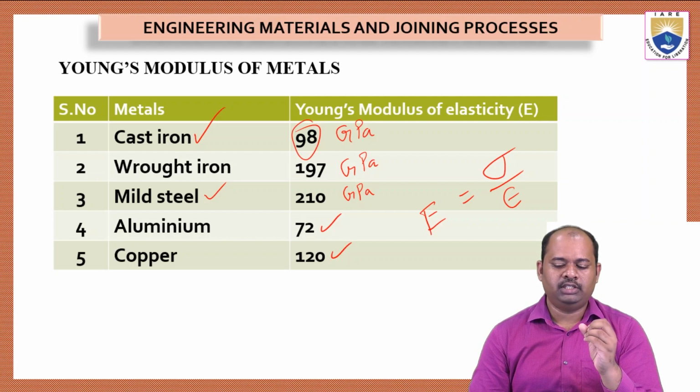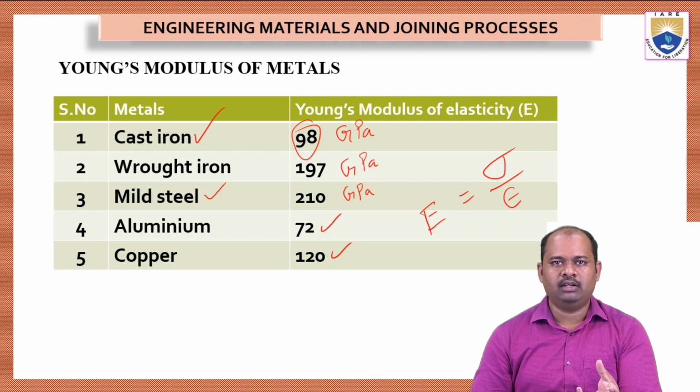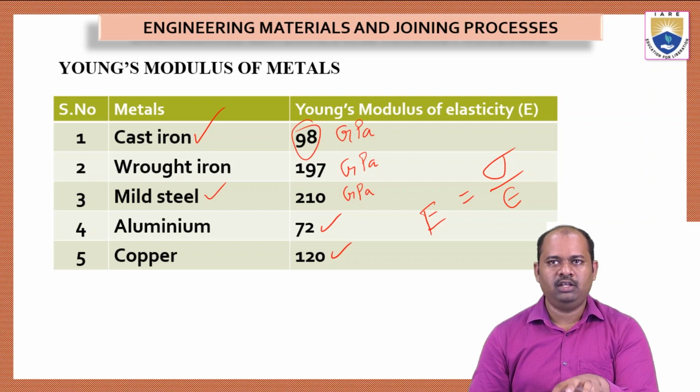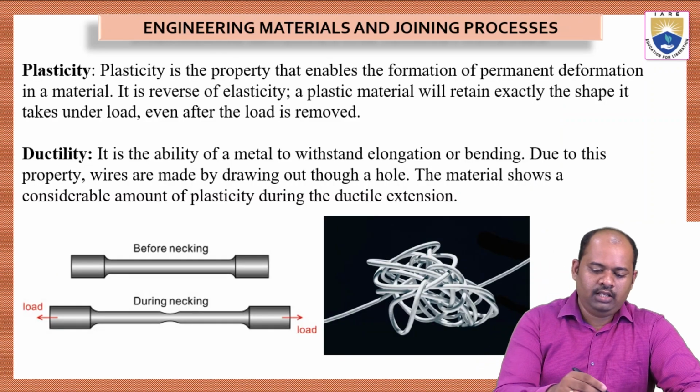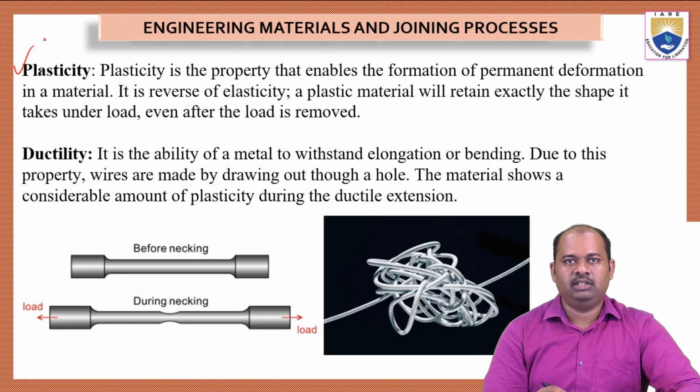So this Young's modulus is the property of a metal which will indicate how much amount of load it can bear or how much strength it has. Okay, so it is the property of the object or a metal with which we can choose a metal for the particular application. And then next property is plasticity.